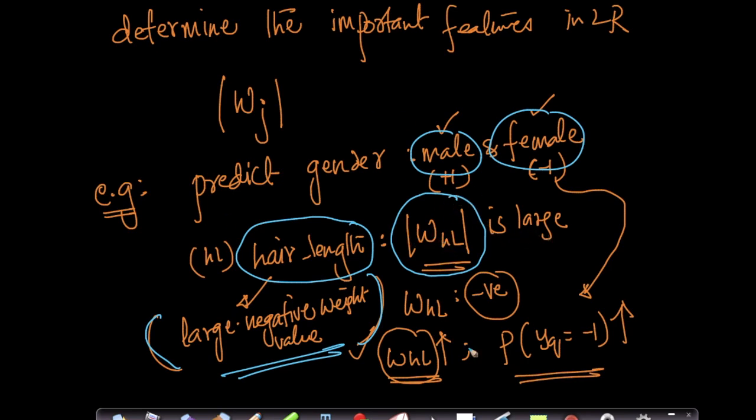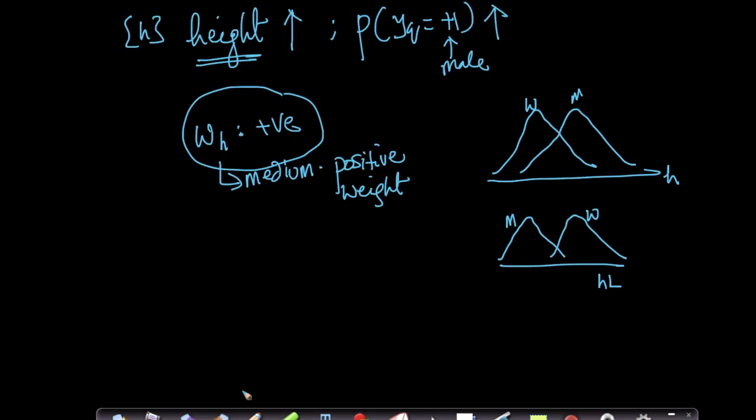Now, for example, in this case, if somebody gives me a data point XQ, and if I say that YQ is female, then I can say I'm saying that YQ is female because this person has a very large hair length. Because hair length has a large negative weight value, I know that large hair lengths correspond to a higher probability that the person is female. So I can just give the interpretation.